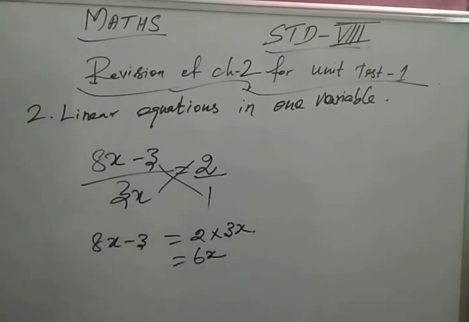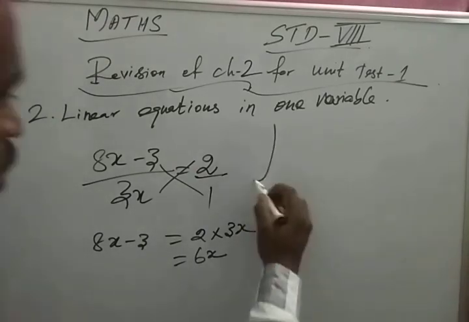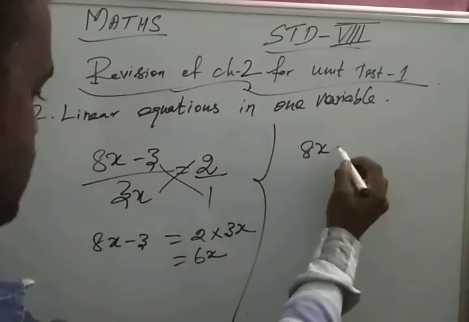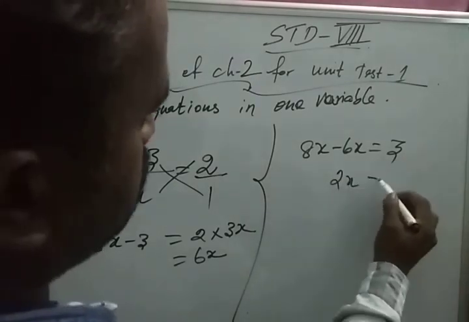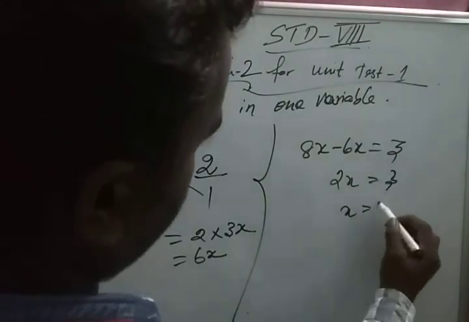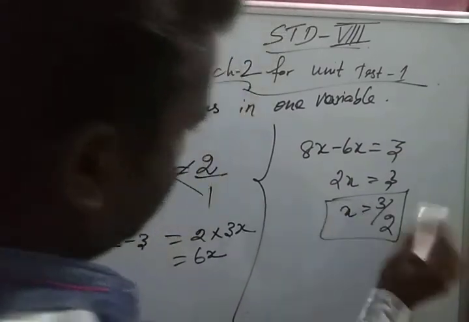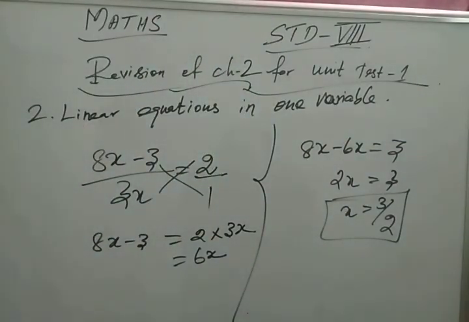6x. Now you take the variable to one side. 8x minus 6x is equal to minus 3, which will come as a plus 3. Then 2x is equal to 3. Then x is equal to 3 upon 2. x is equal to 3 upon 2. Here only the solving things are happening in this second chapter.